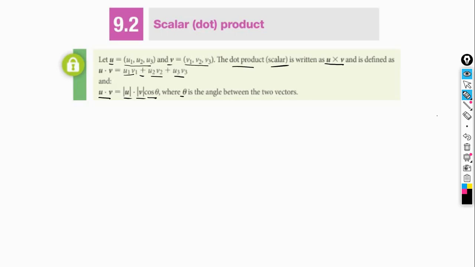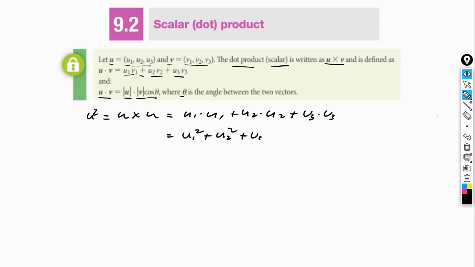Well, notice that if we have u squared, this is going to be u times u. And from the scalar product, we know that this is going to equal u1 times u1 plus u2 times u2 plus u3 times u3. And this is simply going to equal u1 squared plus u2 squared plus u3 squared. But if you look at this, this is the same as saying the magnitude of u squared.